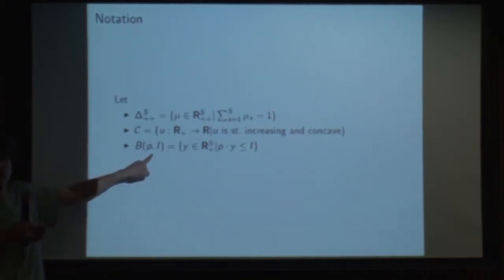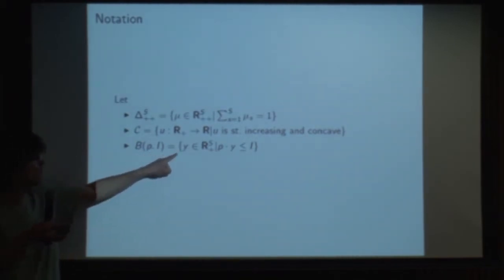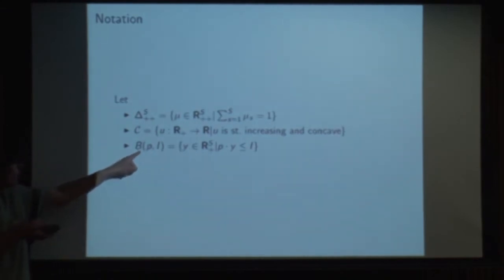And B is the budget. So B(P, I) is the set of all the bundles of state-contingent consumption you can afford at prices P and income I.